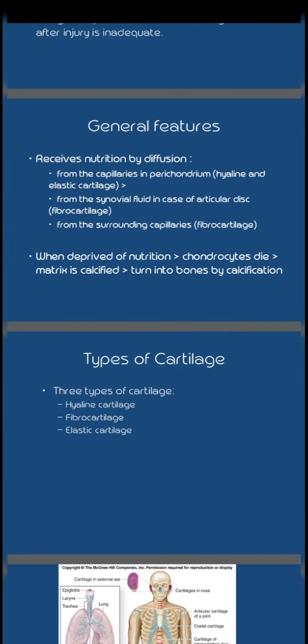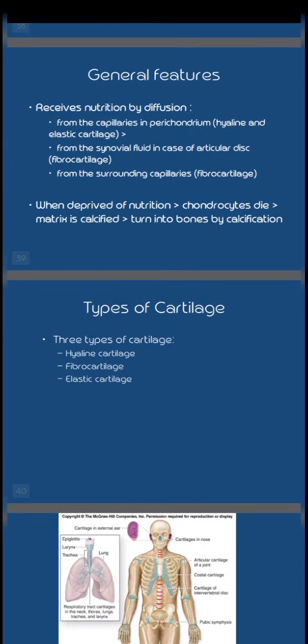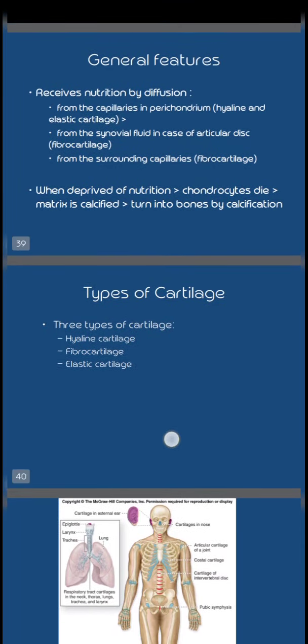Because the arteries do not penetrate the cartilage, it also receives nutrition from synovial fluid. In case of an articular disc in synovial joints, the articular cartilage derives its nutrition from the articular disc, and it also receives its blood supply from the surrounding capillaries. If deprived of nutrition, chondrocytes die, the matrix is calcified, and this cartilage turns into calcified bone.